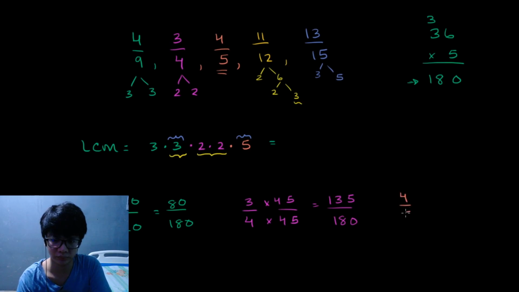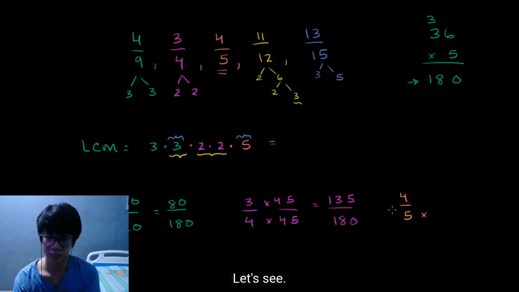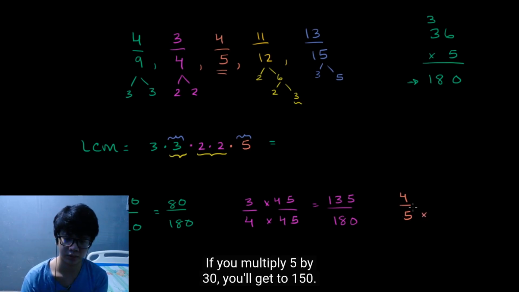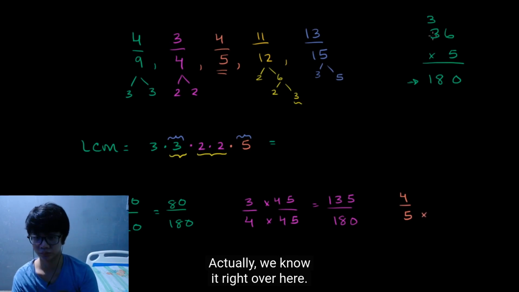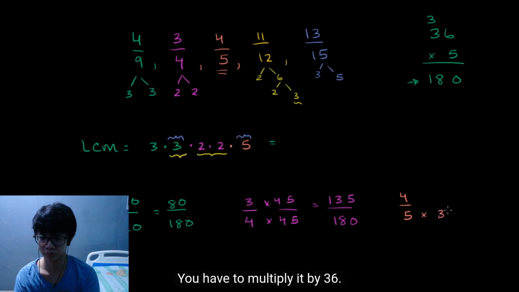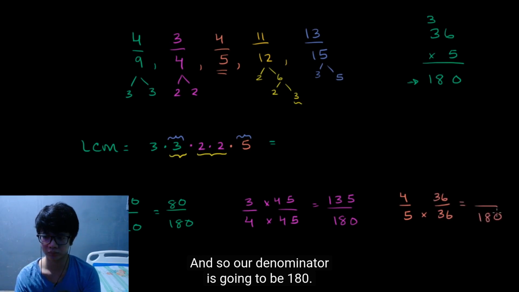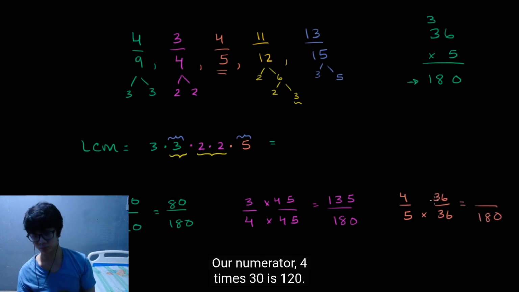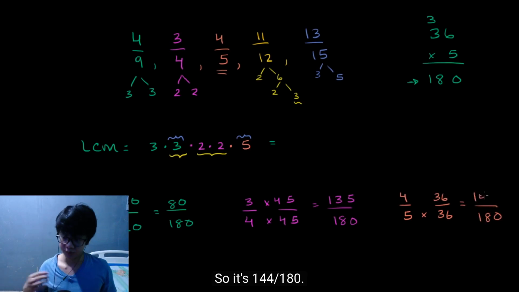4 over 5. To get the denominator to be 180, what do you have to multiply 5 by? So 5, let's see, if you multiply 5 by 30, you'll get to 150, but then you have another 30. Oh, actually, we know it right over here. You have to multiply it by 36. Then you have to multiply the numerator by 36 as well. And so our denominator is going to be 180. Our numerator, 4 times 30 is 120. 4 times 6 is 24, so it's 144 over 180.